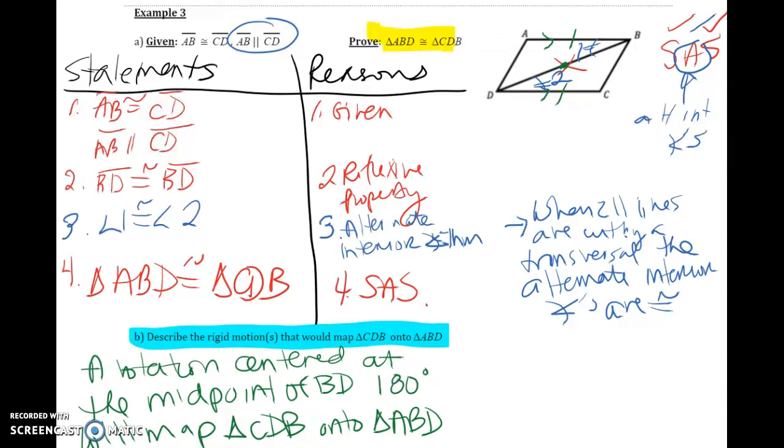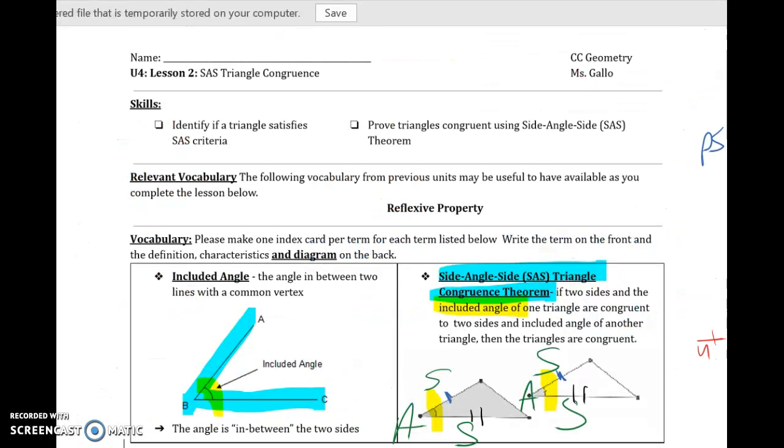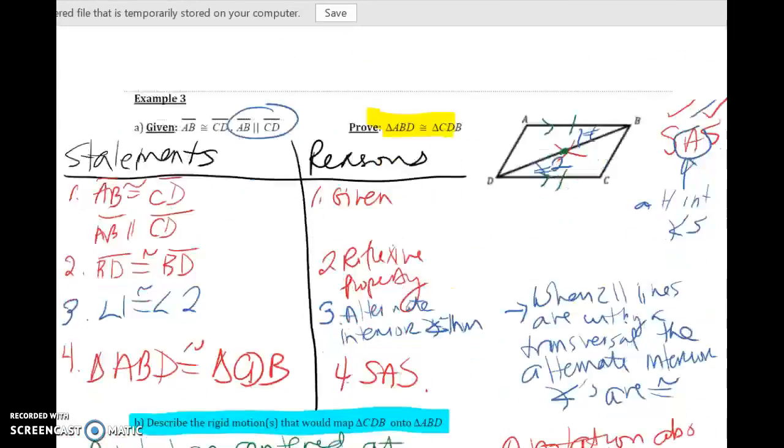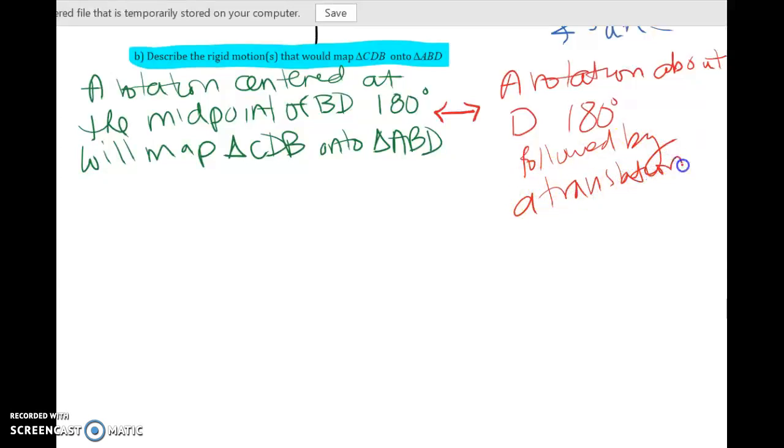Or I could say something along the lines of this. Personally, I think the first one is a bit quicker. A reflection over, I'm sorry, nope, not a reflection. A rotation about D, 180 degrees, followed by a translation, and again I must state the vector or state the points that it maps, D to B. Personally, I think a rotation centered at the midpoint of BD, 180 degrees will map triangle CDB onto triangle ABD is much quicker.